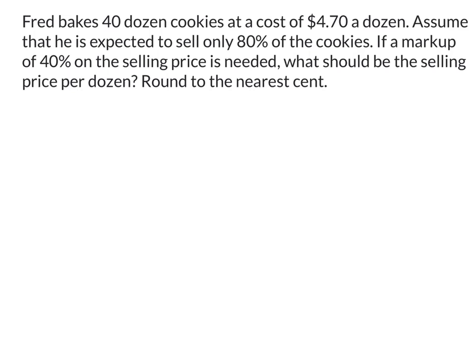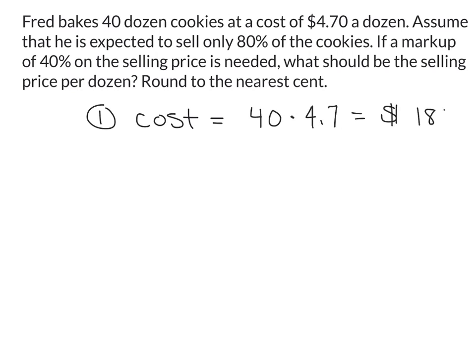First, we need to find the cost to make all 40 dozen cookies. So the cost can be found by multiplying 40 for 40 dozen times $4.70 a dozen. When we multiply 40 by $4.70, we get $188. So that means that it costs Fred $188 to bake 40 dozen cookies.